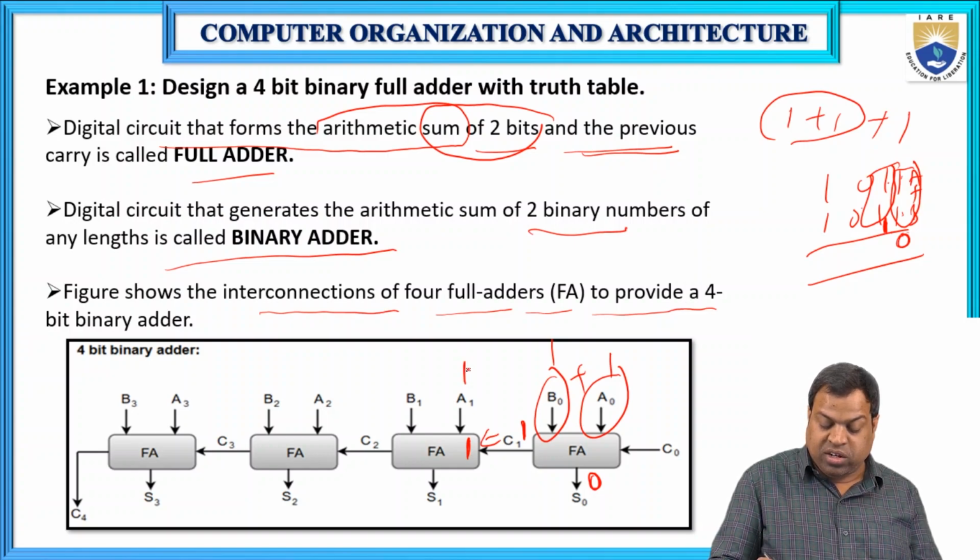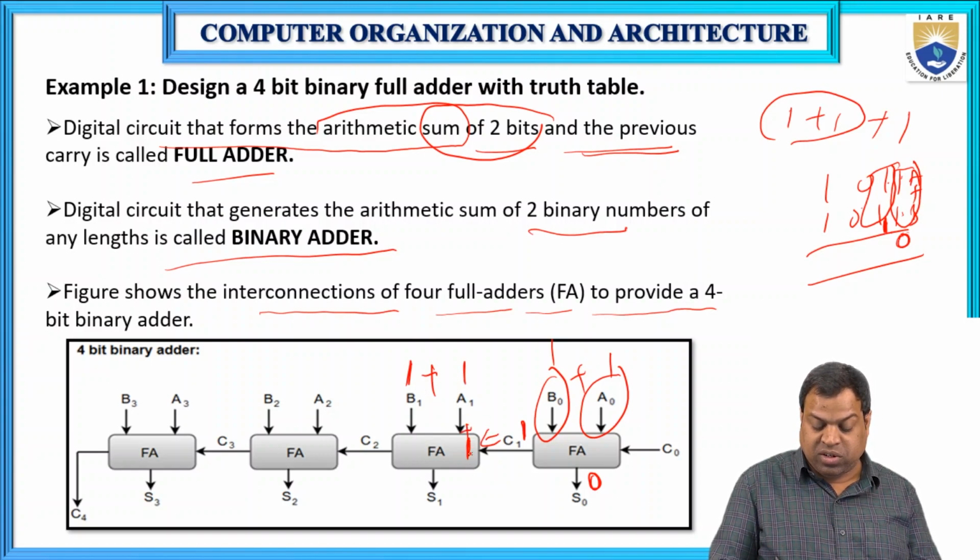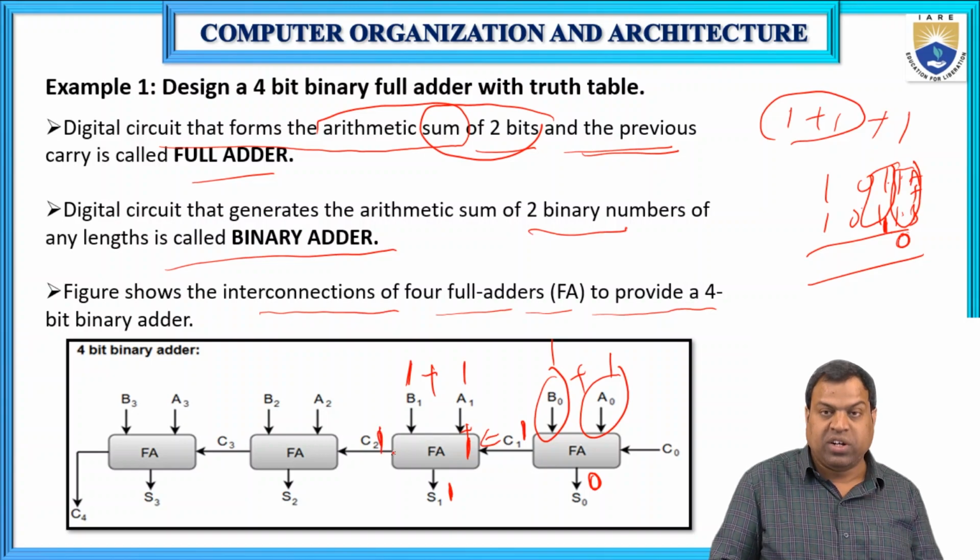Now for example, here A1 equal to 1, B1 equal to 1. So 1 plus 1 and this carry value plus 1. 1 plus 1 is 10, plus 1 is 11. So the sum is 1 and the carry value is 1.